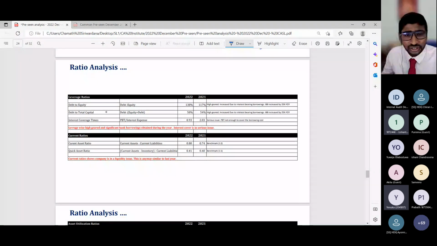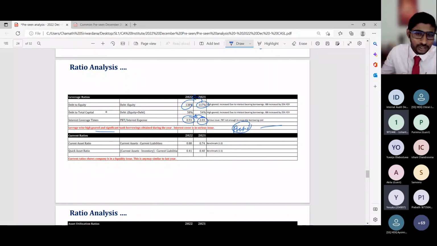Interest coverage has reduced to less than 1. It means your profit is not enough to pay off your interest expense. So it is a serious issue. In terms of leverage, the company is in a serious situation. High borrowings ultimately lead to high gearing, which incur additional finance cost, which will reduce the interest coverage times as well.